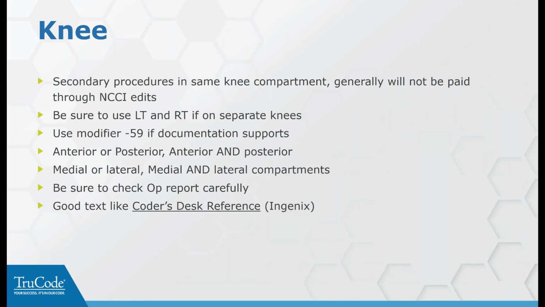If you do 2 different procedures on 2 different knees, the left versus right modifiers will help you with those as well. You want to be careful because in this area talking about the knee compartments, it'll say things like anterior and posterior in some codes, anterior or posterior. Is it one or the other or both? If it says and, that means and. Both have to be documented. Same thing in the next line, medial compartment, lateral compartment. Is it and or is it or? Or means one or the other, you're good. And means to use that code appropriately, both have to be documented. So watch your coders, your operative report carefully.